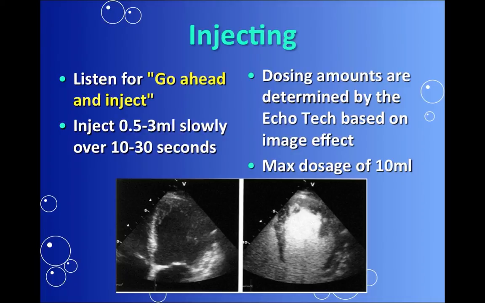The rate is approximately 10 seconds per mL, and the echo tech will tell you how much to inject. You will be able to see on the screen pretty quickly the Definity as it enters the heart. This is not like the bubble study where you inject 10 mLs. You use a much smaller volume of Definity.